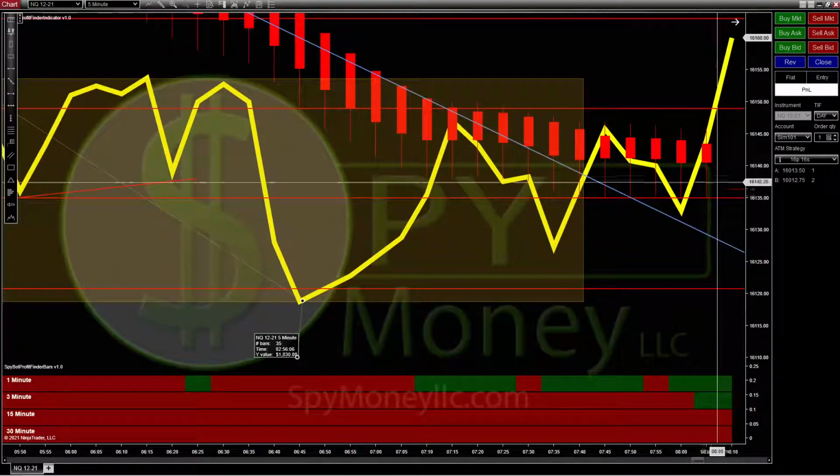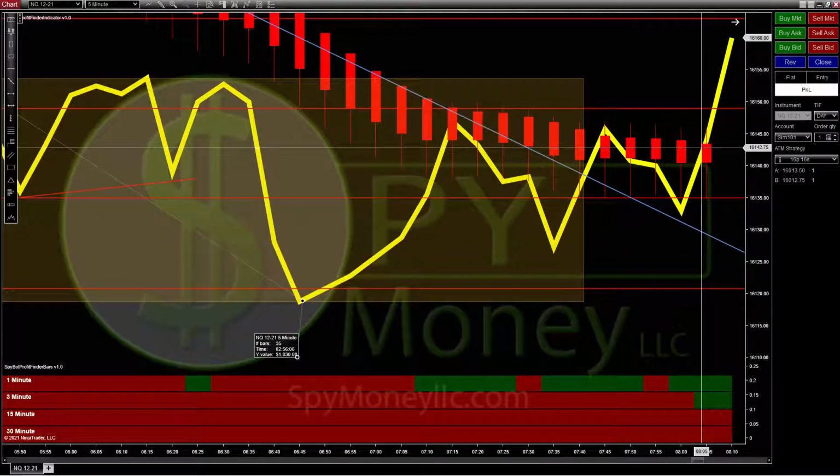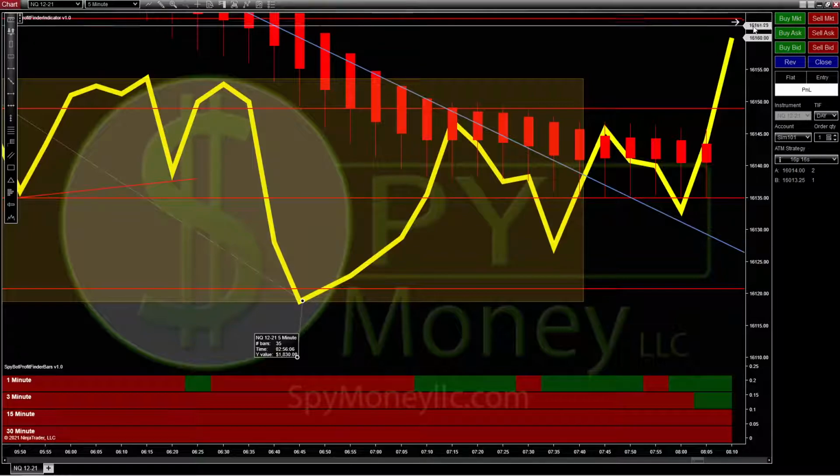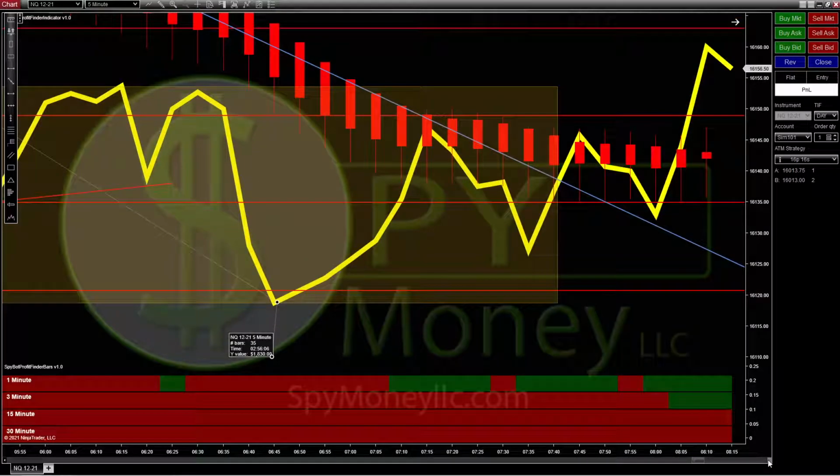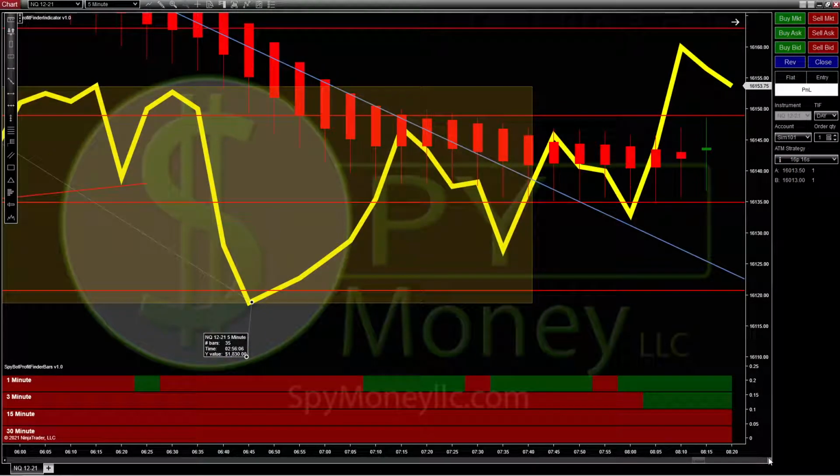So we've got 2 green and 3 red. It usually comes back down into it. So let's see what happens. Now we've got a real small body. We've got 2 greens. Now we've got 3 greens. So at this point, do you hop in alone? No. You wait for another candle.